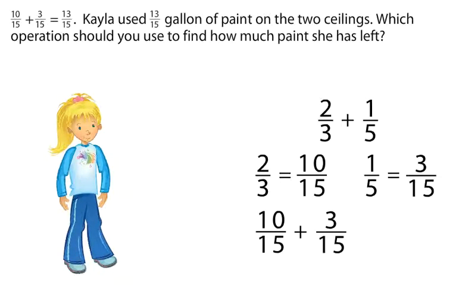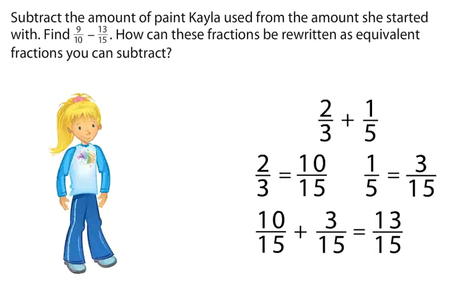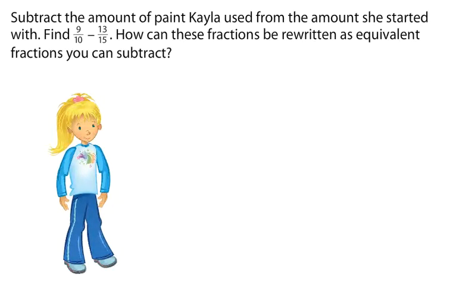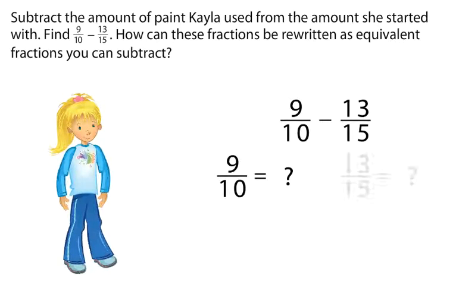10/15 plus 3/15 equals 13/15. Kayla used 13/15 gallon of paint on the two ceilings. Which operation should you use to find how much paint she has left? Subtract the amount of paint Kayla used from the amount she started with. Find 9/10 minus 13/15. How can these fractions be rewritten as equivalent fractions you can subtract?